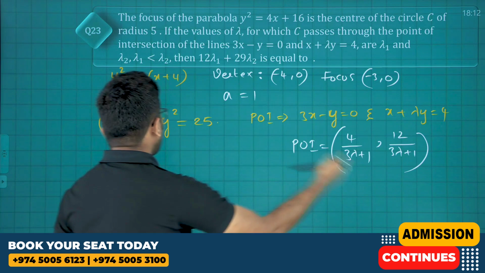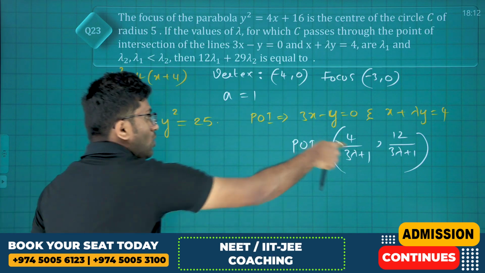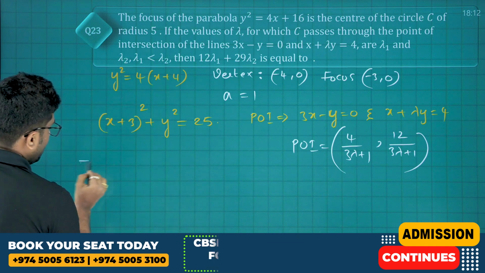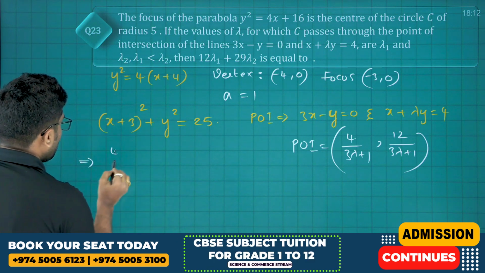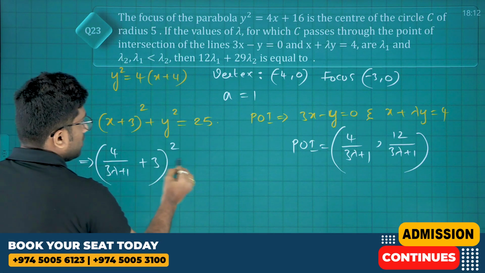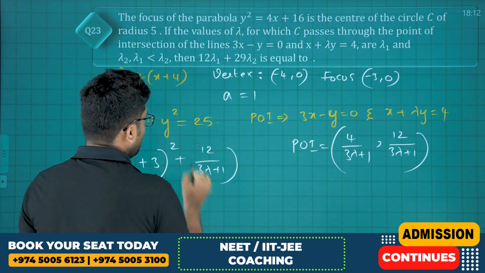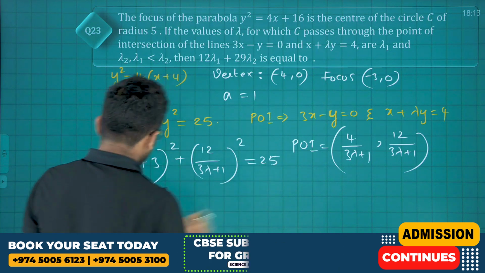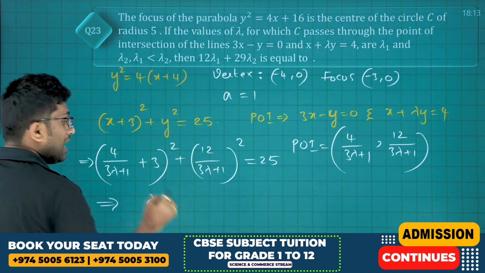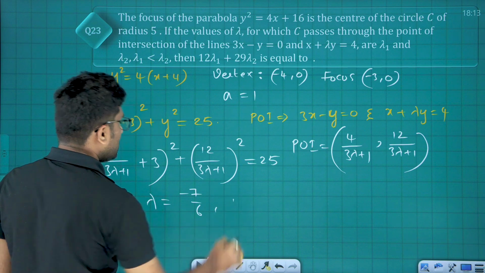Now substitute this point, because the circle is passing through the point of intersection of these two lines. Put this point in the circle. So x is 4 by 3 lambda plus 1, plus 3, whole square, plus 12 by 3 lambda plus 1 whole square is equal to 25. From here we get, friends, two values of lambda. One is minus 7 by 6 and the other is 1.